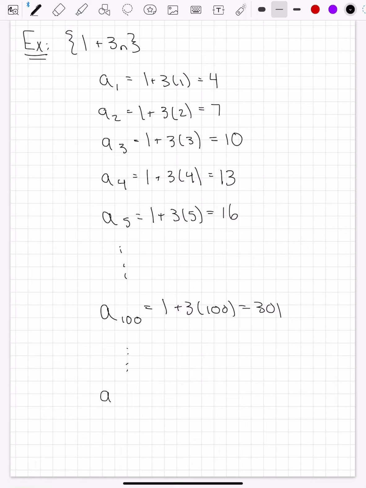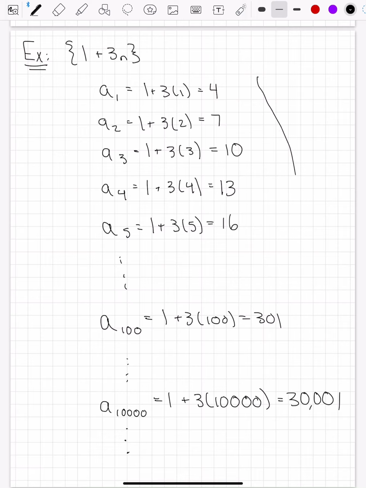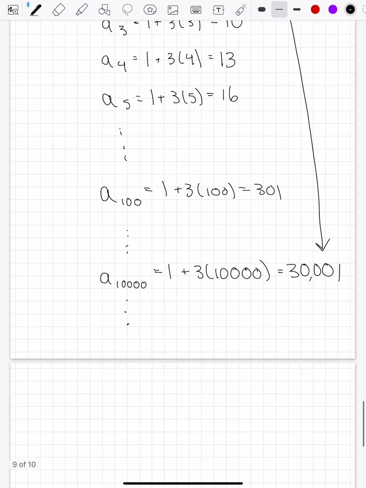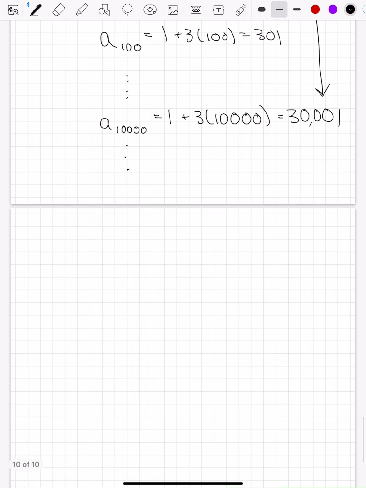So if I'm at the 10,000th term, 1 plus 3 times 10,000 is 30,001. So I see that as I go down my sequence, my terms are getting huge. As I go further down the sequence, my terms are getting bigger and bigger and bigger. So these are not approaching a finite number.